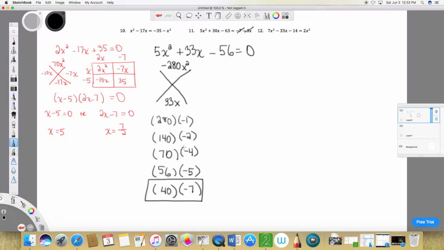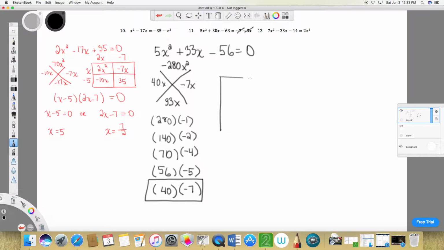Sometimes it is faster, when these numbers are large like that, to just jump in and use the quadratic formula and do that. But here we just were organized. It wasn't easy, but yet it wasn't hard either. All right. So we've got 40x and negative 7x in the x.